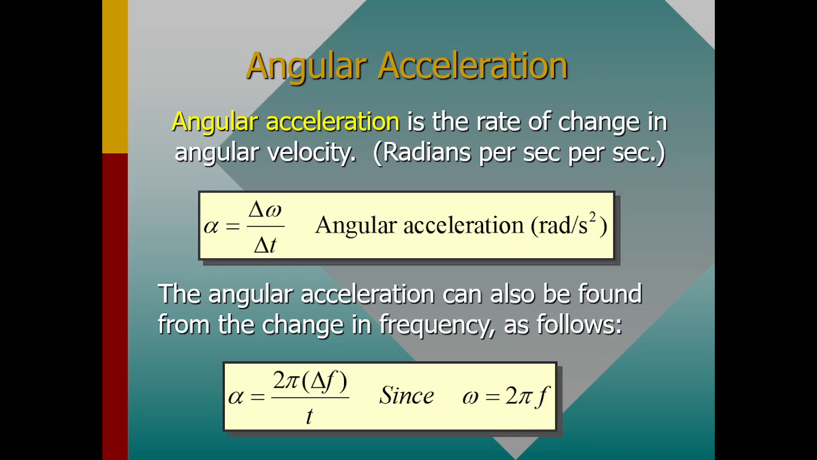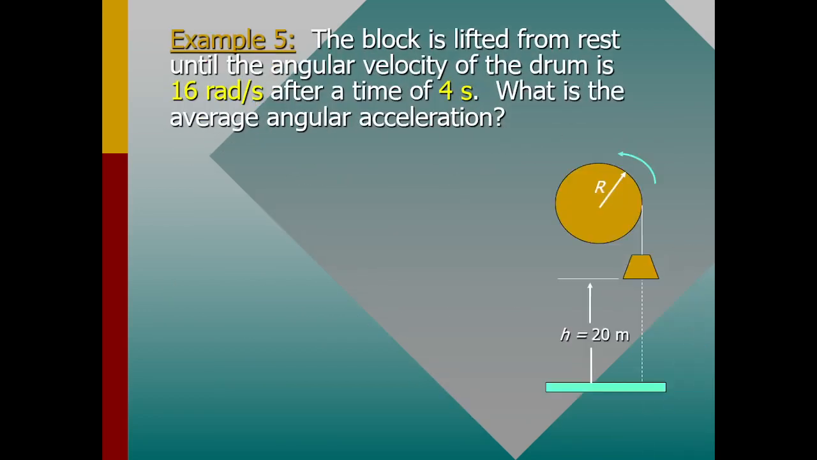The angular acceleration can also be found from the change in frequency as follows. This is another formula which you are supposed to know. Angular acceleration is equal to 2 pi change in frequency over time. This formula and that formula are related. There are some questions where you are going to need the frequency, and some where you're going to need the angular velocity. So with that in mind, we can easily look at the example.